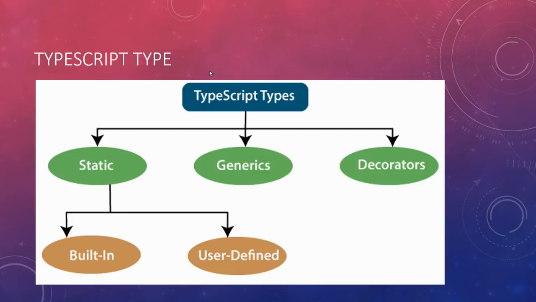Third are the decorators. Decorators are basically a special kind of declaration that can be applied to classes, methods, accessors, properties, or parameters. Decorators are simply functions that are prefixed and declared with the @ expression symbol.